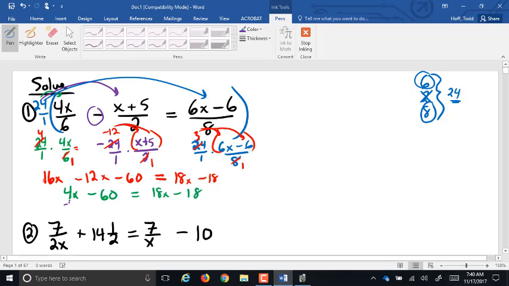The smallest one will be the 4x. We're going to subtract 4x. It's positive. We're going to get rid of it by subtracting. So over here, we've got negative 60. 18 minus 4 is 14x minus 18.